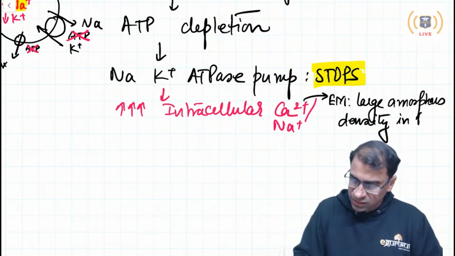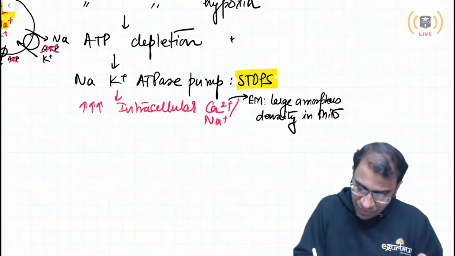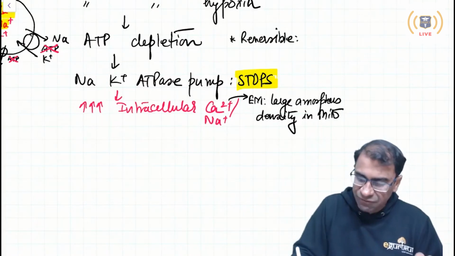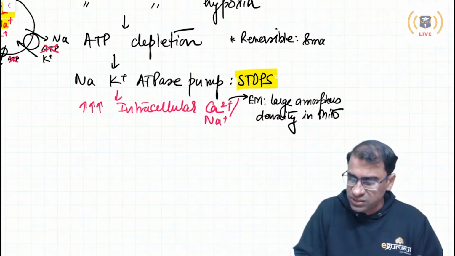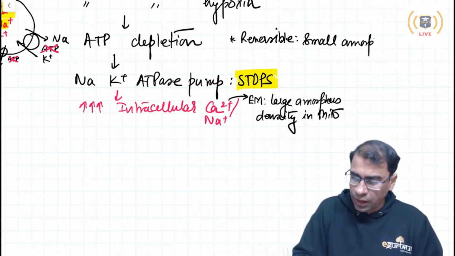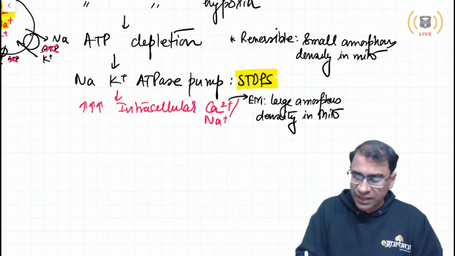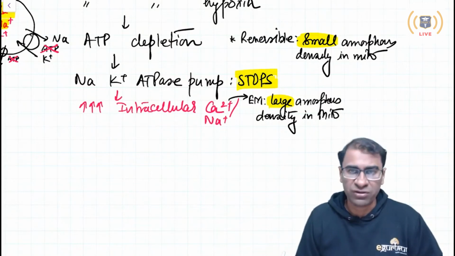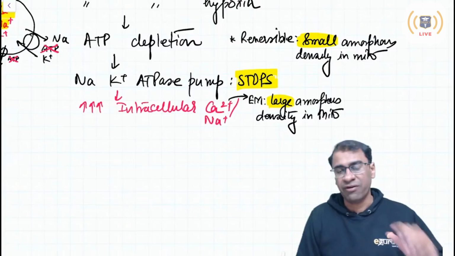Okay, this mostly occurs in the mitochondria. So this also means, in bracket, in reversible injury you will definitely see small amorphous densities, obviously in the mitochondria, because in reversible injury also there was an increase in calcium, but here it is large amorphous density, which makes a good amount of morphological change to identify reversible versus irreversible.